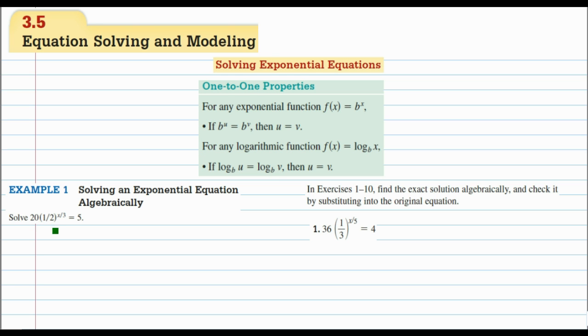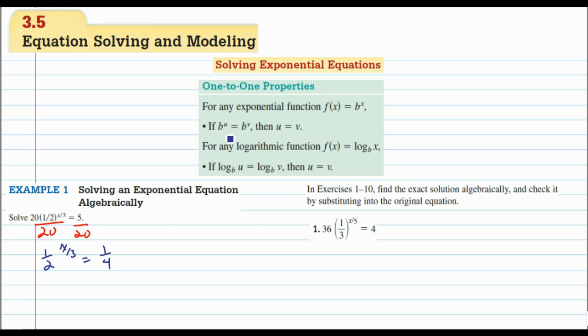Solve 20 times 1/2 to the x over 3 equals 5. Well, the first thing I want to do is isolate the base with the exponent. So I don't want this 20 times 1/2 to the x over 3 to be there. I want to divide both sides by 20. And that means I will have 1/2 to the x over 3 equals, and then 5 over 20 is 1/4.